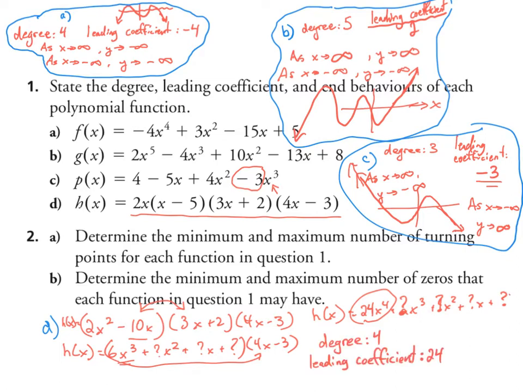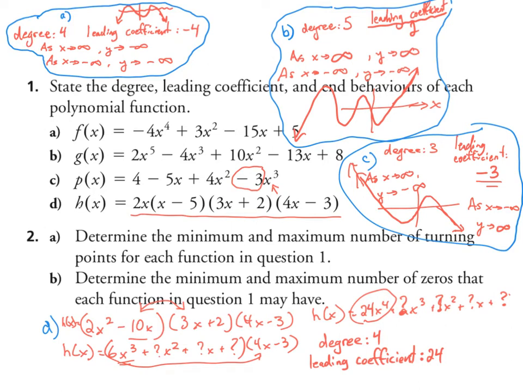Now, if you want, you can expand this whole thing out and double check, but really it's just the highest degree of each one that's going to make any difference at all. So I know it's going to be 24x to the 4. This term is degree 2, this is degree 1, and this is degree 1. So when I multiply a degree 2 by a degree 1, I get degree 3. Multiply that by a degree 1, I get a degree 4. Try it out yourself. You guys know how to expand, right?